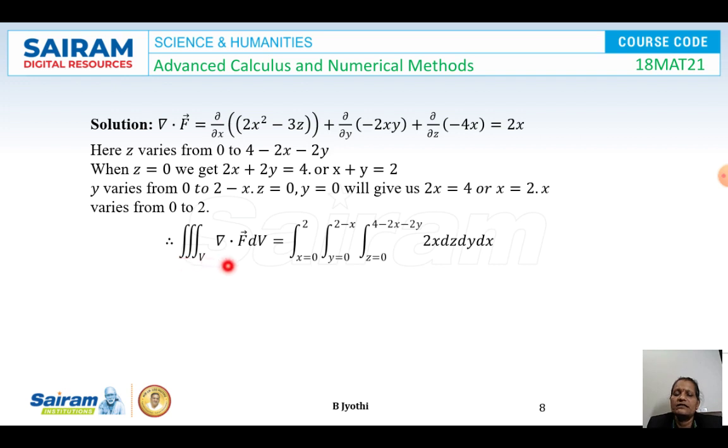Now let us consider the integral. The first integral is x varying from 0 to 2, y varying from 0 to 2 minus x, and z varying from 0 to 4 minus 2x minus 2y, of 2x dz dy dx.